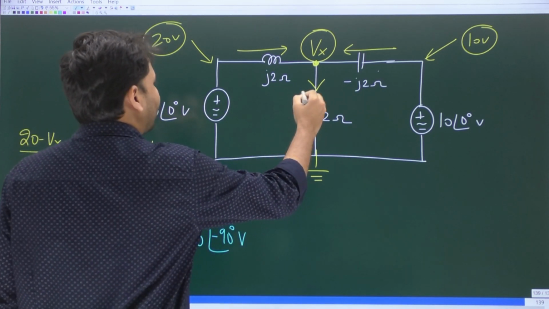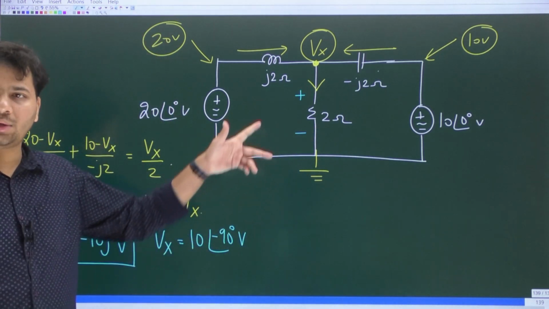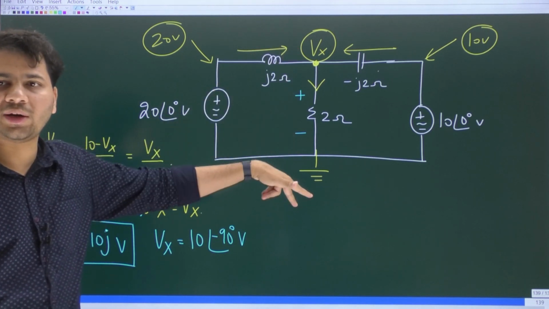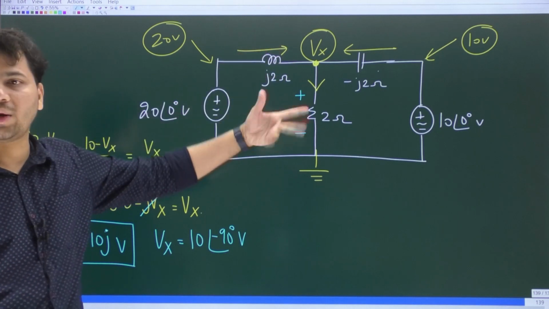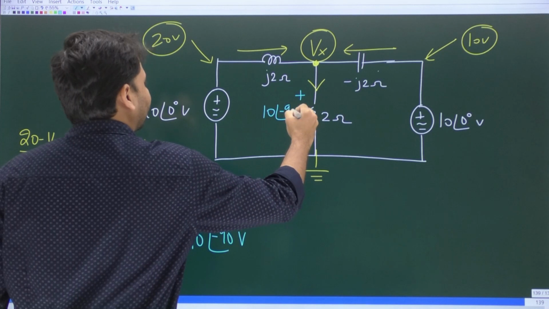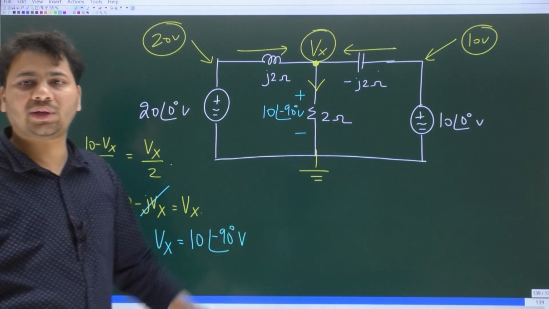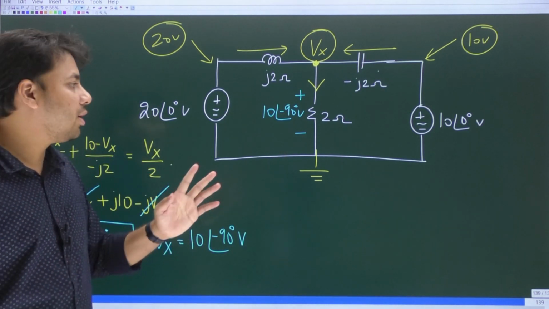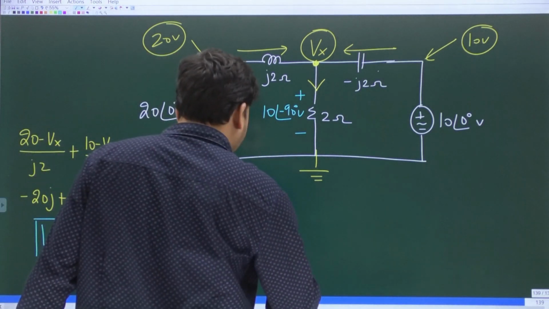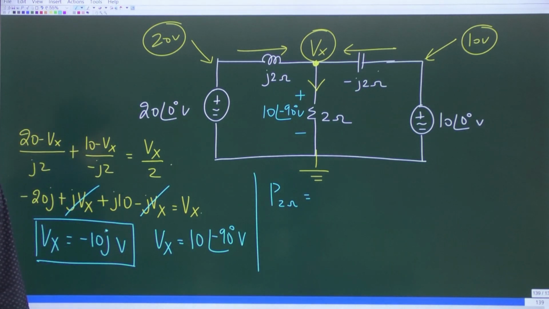Now across the 2 ohm resistor, what is the drop? Is it not Vx? If you look at this circuit, the drop across 2 ohms with this polarity is Vx minus 0. This is ground. Vx minus 0 is Vx. And what is Vx? It is 10 at an angle minus 90 degrees volts. So what is the amplitude of the voltage across the 2 ohm resistor? 10 volts. What is the RMS value? 10 by root 2.